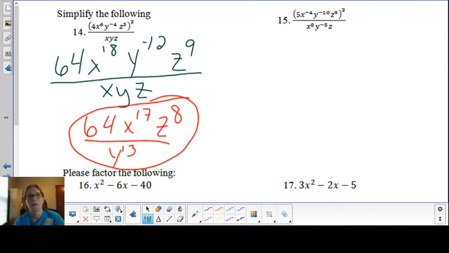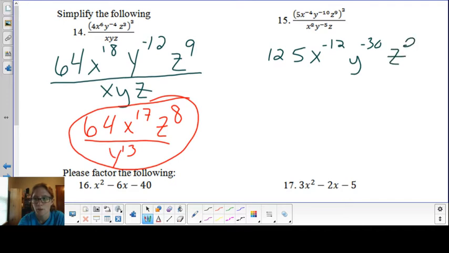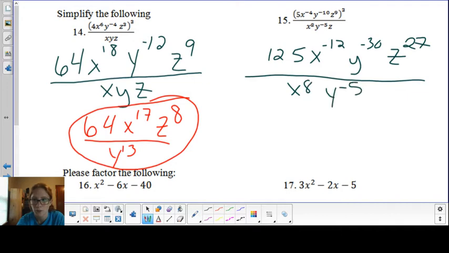Five times 5 is 25. 25 times 5 is 125. Negative 4 times 3 is negative 12. Negative 10 times 3 is negative 30. And 9 times 3 is 27. X, 8, y, negative 5, z.